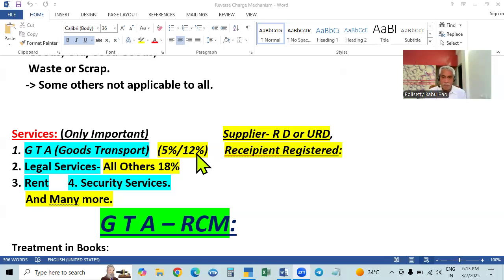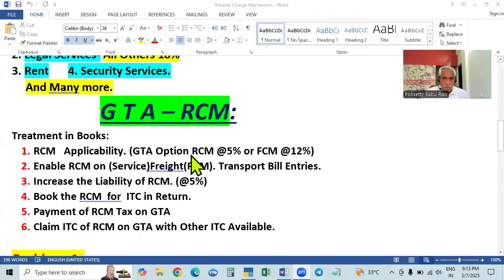The GTA will pay to the government, and we will get the credit only on that. We are paying the liability to him, the amount, but we need not pay the government any amount. And the ITC automatically will be available on this 12% amount. Okay. And now, what is the accounting treatment for this RCM?